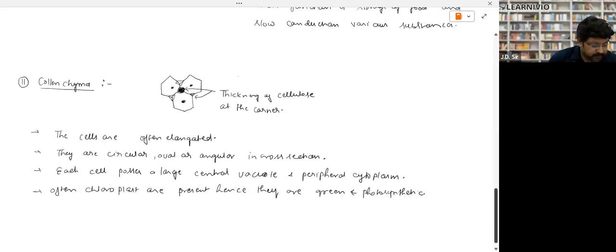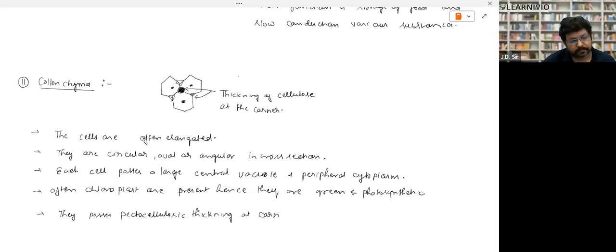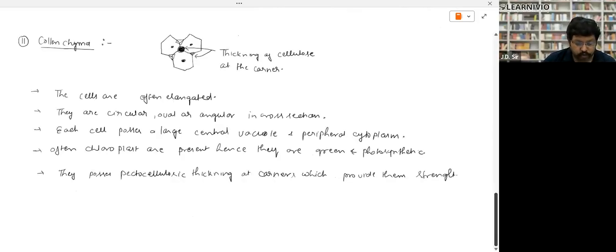They possess pectocellulosic thickening at corners, which provides them strength. This pectocellulosic thickening provides them strength. That's why they are the strong ones, right?